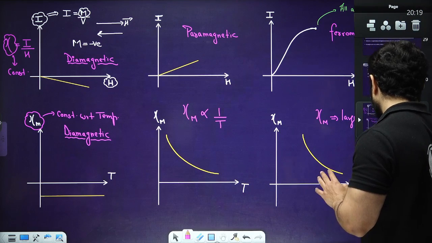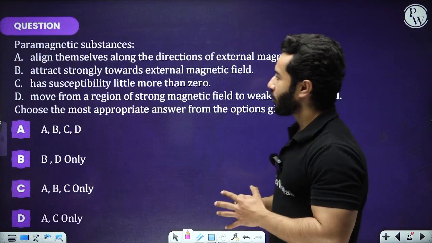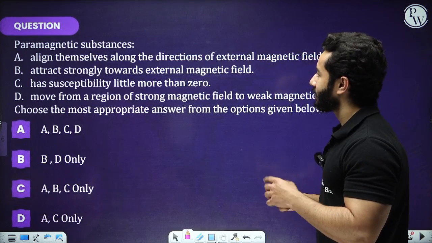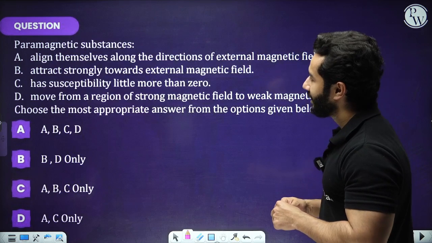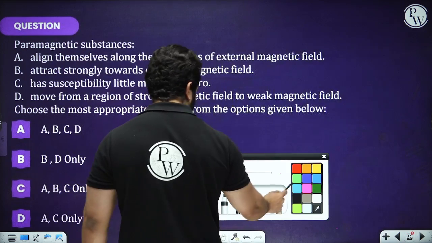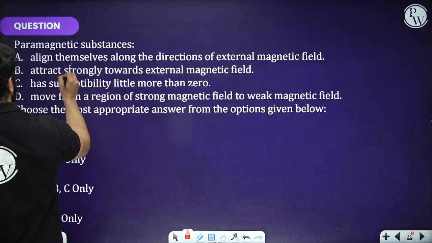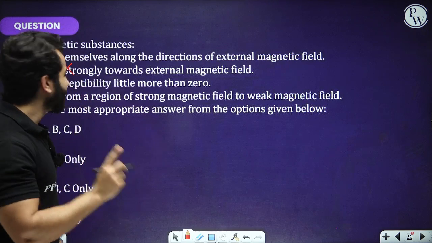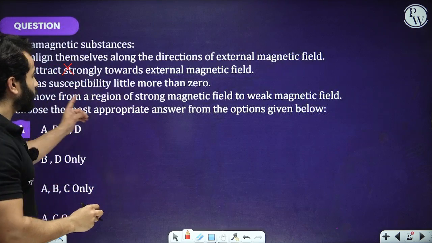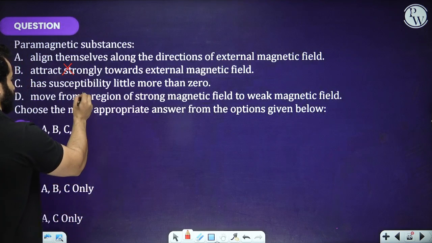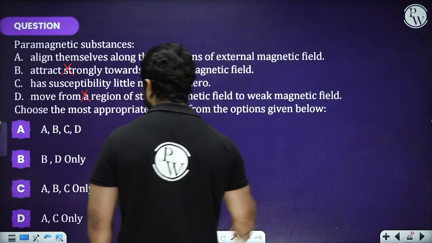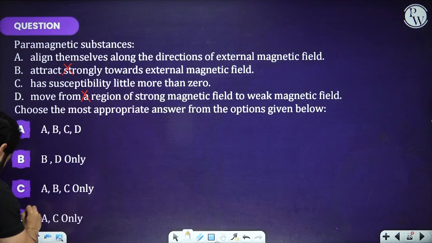Right? Now let's look at one or two questions also. By the way, this is from a PYQ. Paramagnetic substances align themselves along the direction of the external magnetic field. That's correct. Attract strongly towards the external magnetic field. So this statement is wrong. It attracts weakly. Has susceptibility little more than 0. This statement is also correct. Move from a region of strong magnetic field. This is also wrong. So the correct answer should be the option with statements A and C. So A and C, that means option D.